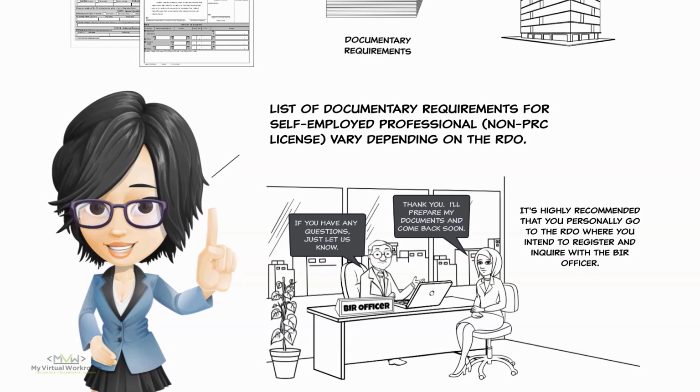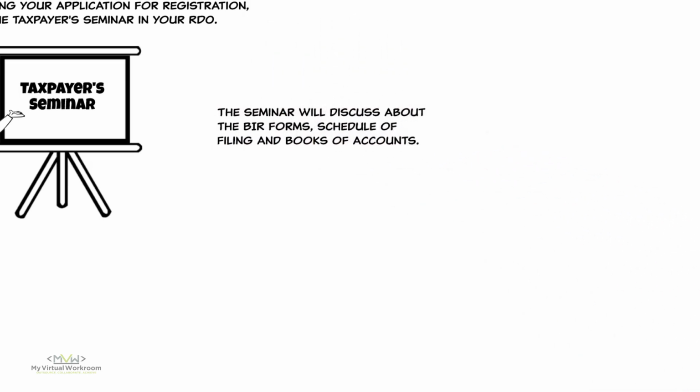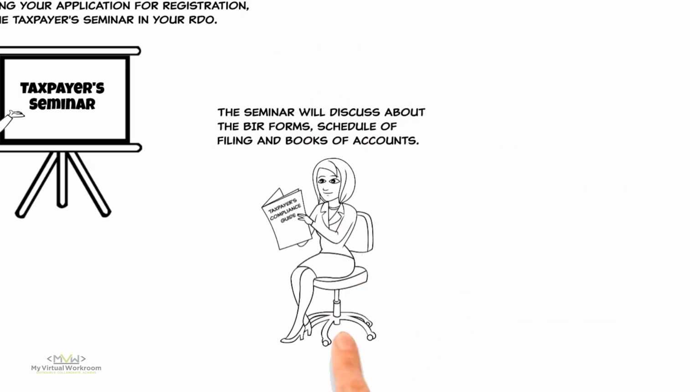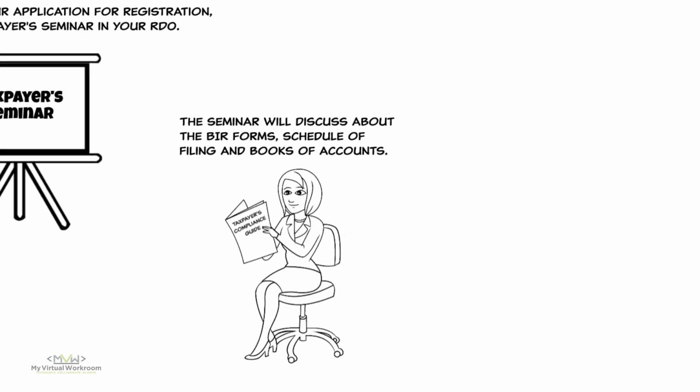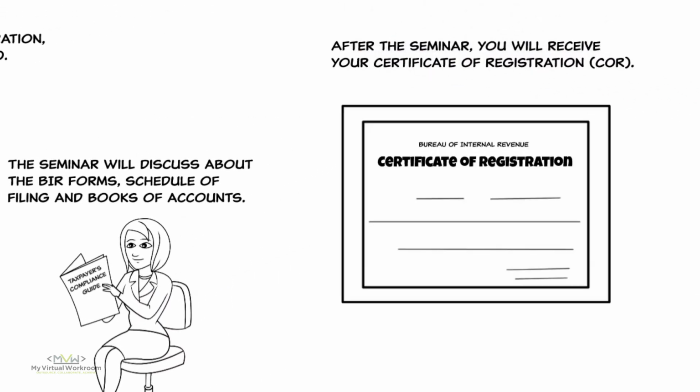After filing for registration, attend the taxpayer seminar. This is usually held once a week in your RDO. The seminar will generally discuss about the BIR forms, schedule of filing, and required books of accounts for your business. Take this opportunity to ask questions about taxation as well. After the seminar, you will receive your Certificate of Registration or COR. You are now officially registered as a self-employed professional.